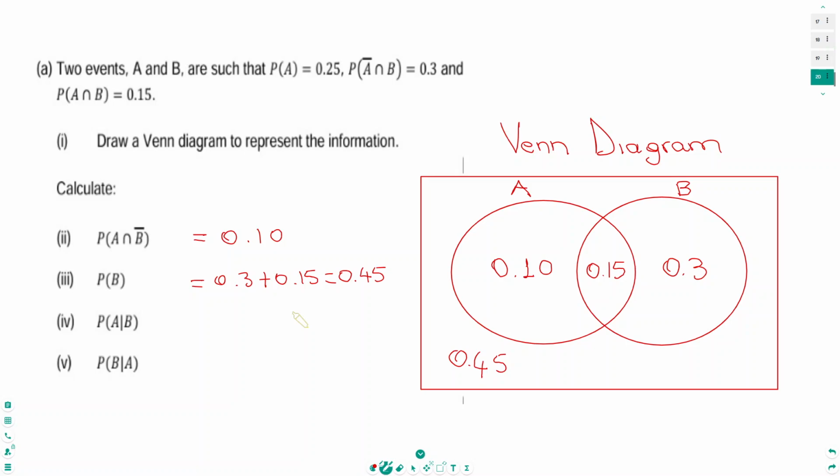We need to find the conditional probability. Given that the event B happened, what is the probability of the event A? In this case, we consider the total set B, and given that B happened, what is the probability of having A? So from the numbers in the Venn diagram, we consider only B. So this is 0.15 divided by 0.45. This is 1/3.